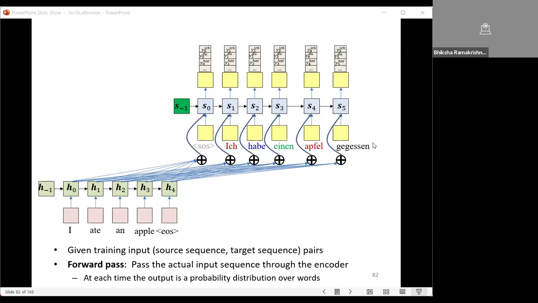And on the decoder side, at each time, you have an output that's a probability distribution over words. So we have an issue over here. What is the issue? How does this differ from the standard forward pass for inference? We saw this even in the previous class. What was the issue? Anyone? Both input and output are being fed in, right?